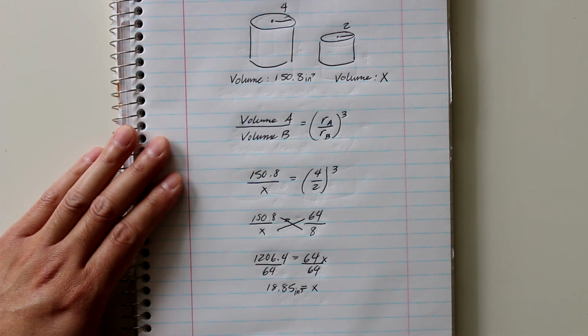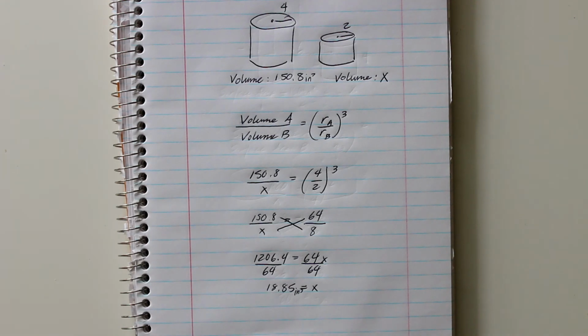And that's how we use proportionality in 3D objects to help us find missing surface areas or missing volumes, or finding the dimensions of those 3D objects when we know the surface area and the volume, but not the dimensions that we're looking for.